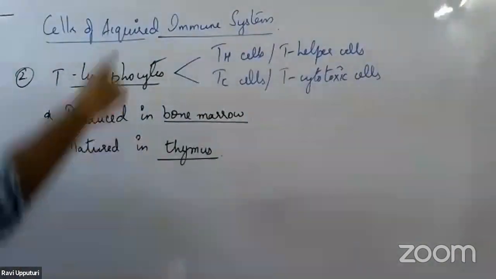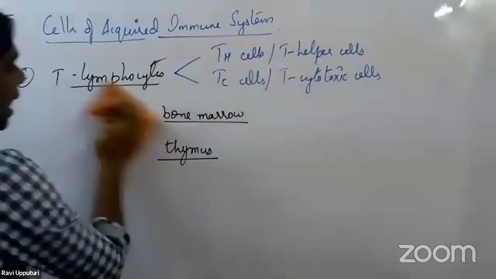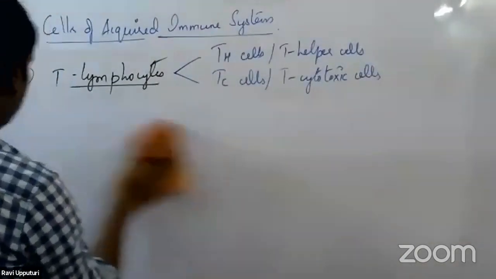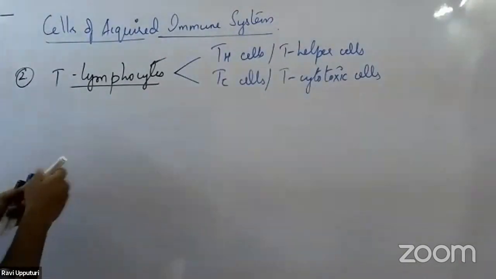Let us quickly take up what is the role of T helper cells as well as T cytotoxic cells and how they bring about immune response in our body. First, let us take up the T helper cells.